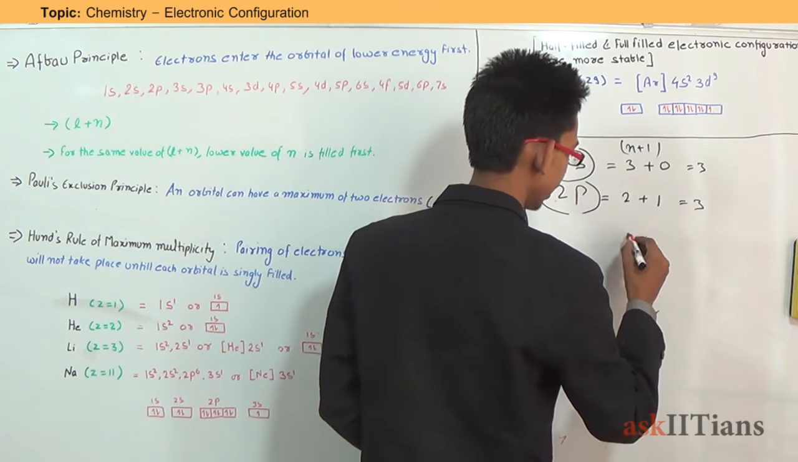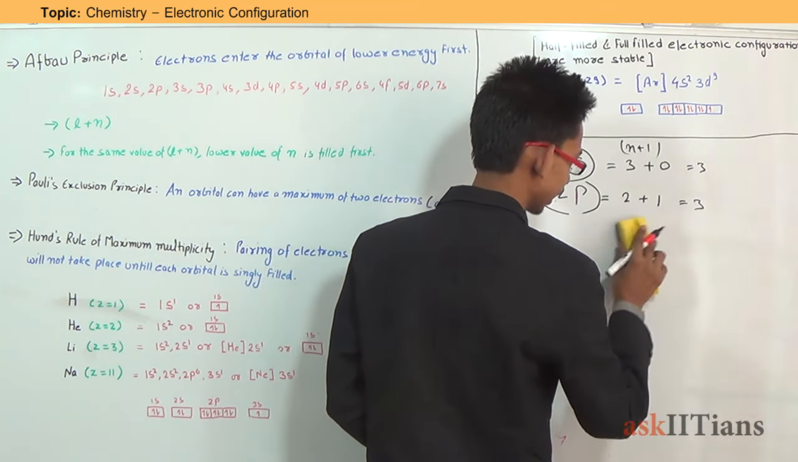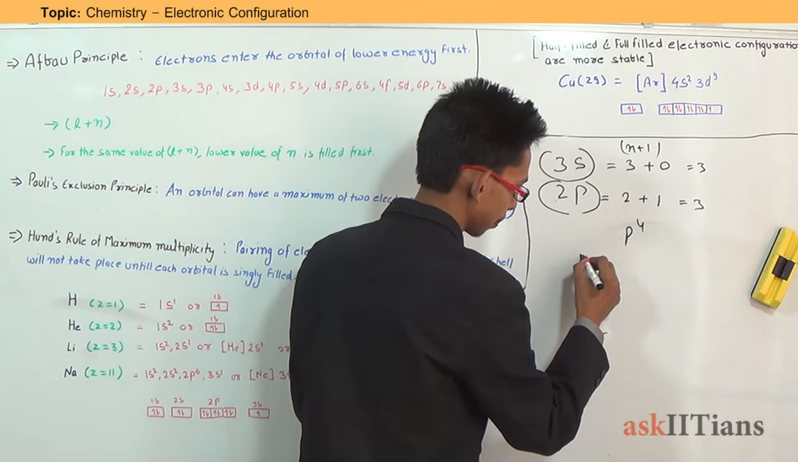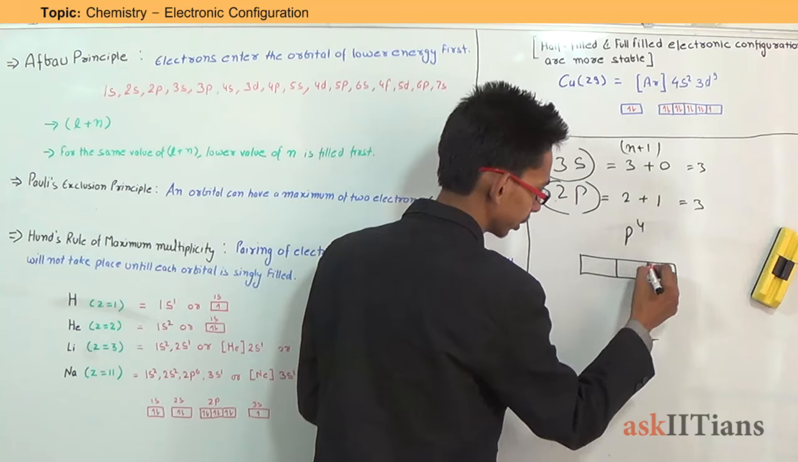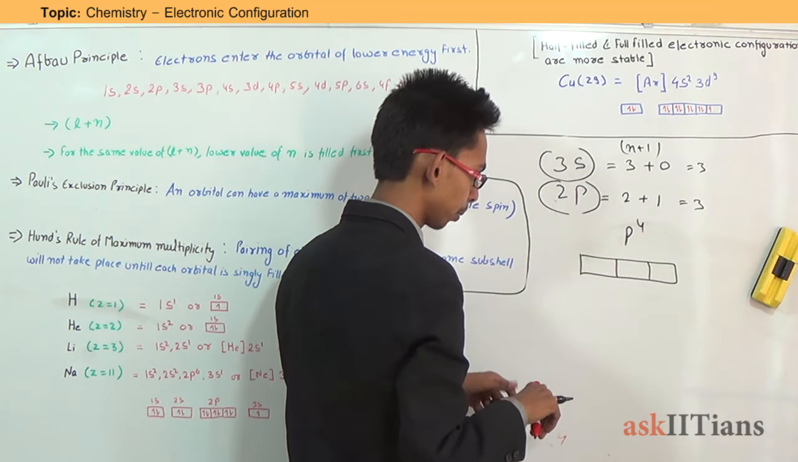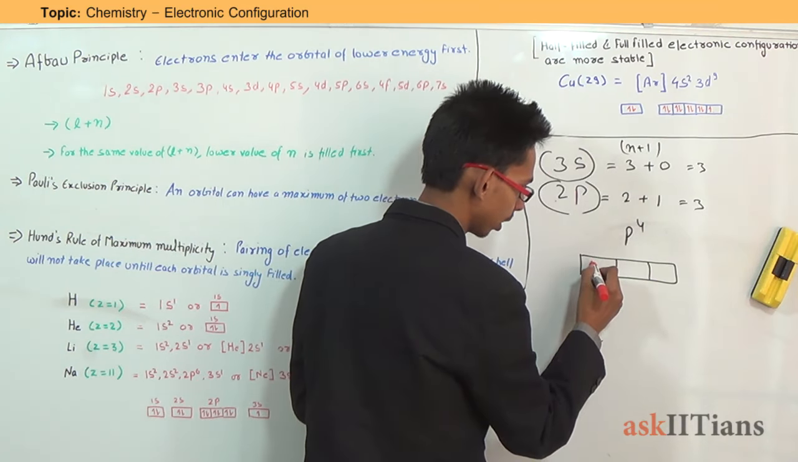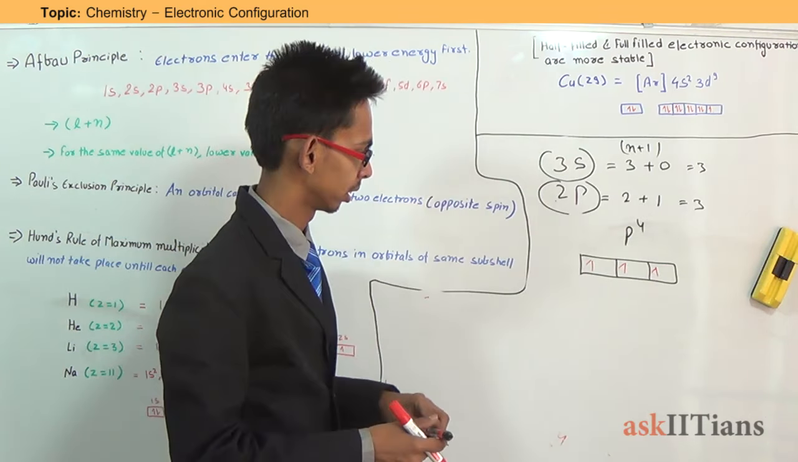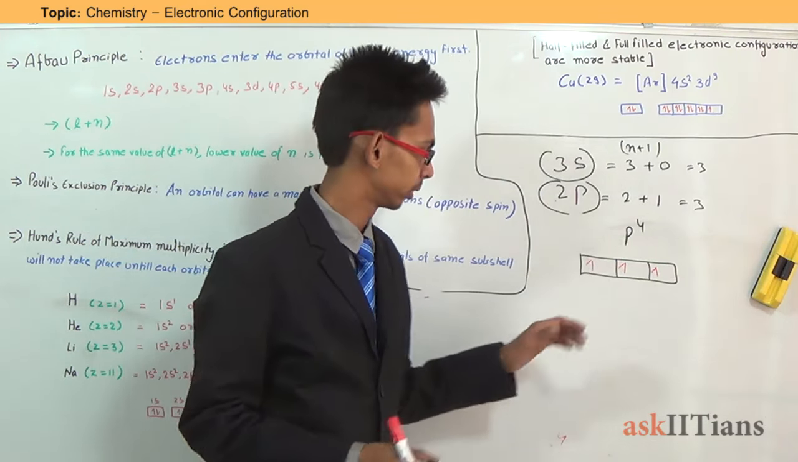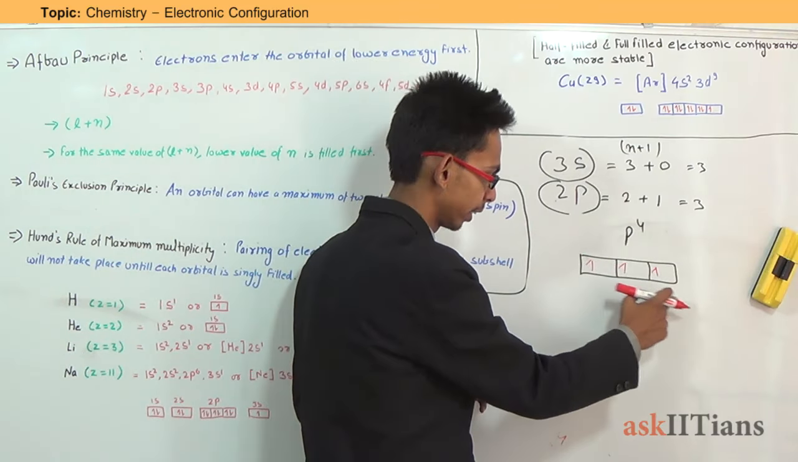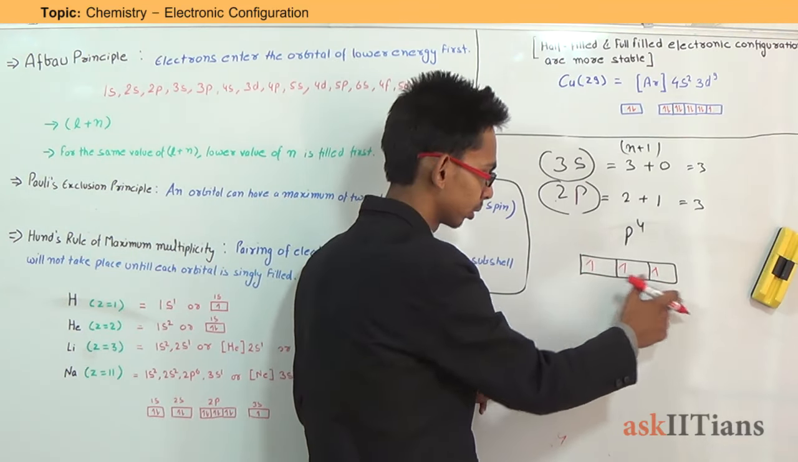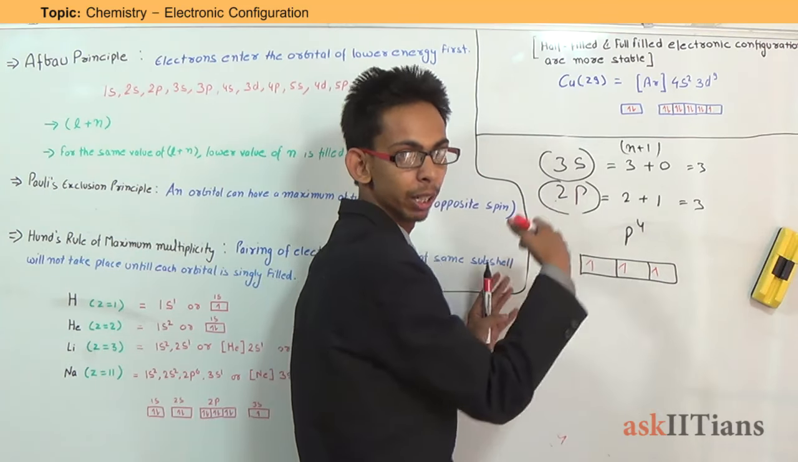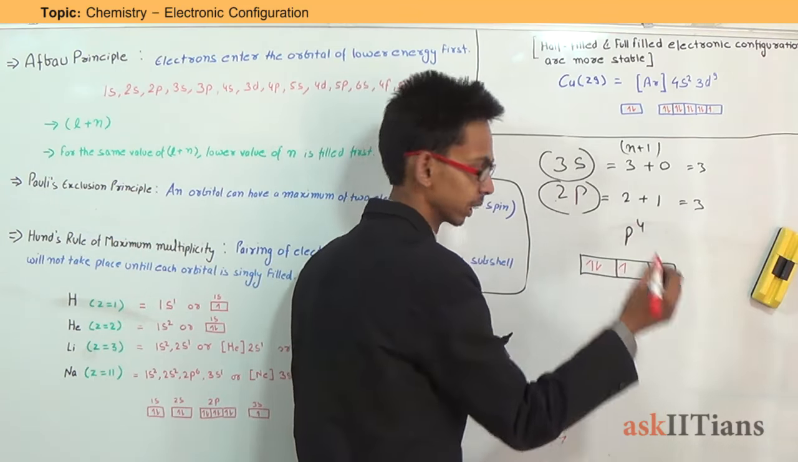Similarly, let's take another example, p4. In that case, the p subshell has 3 orbitals. First fill each of these 3 orbitals with 1 electron. There are 3 orbitals containing 1 electron, a total of 3 electrons. All of these 3 orbitals are now singly filled. Now we are left with one more, so now we can start pairing.